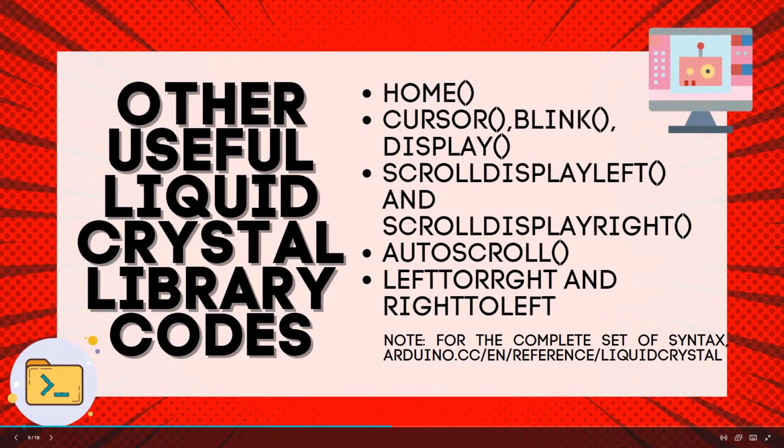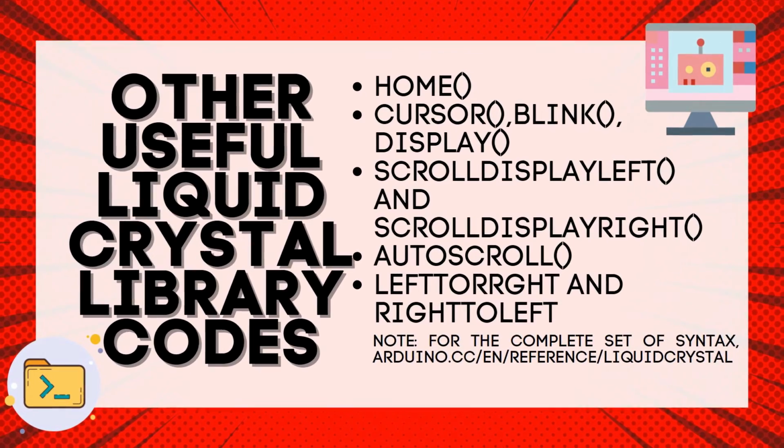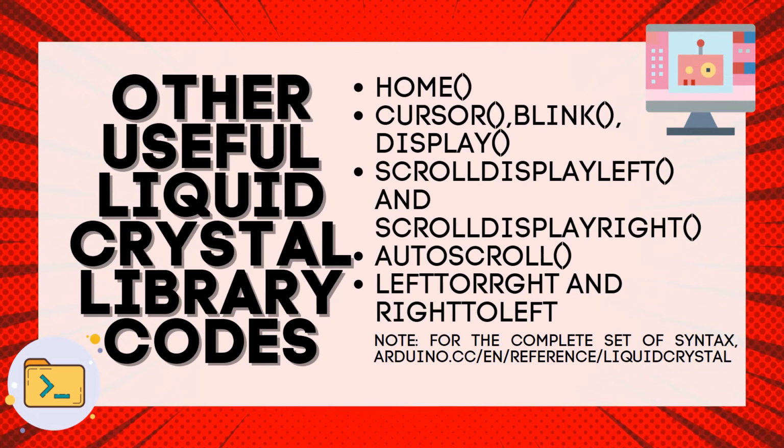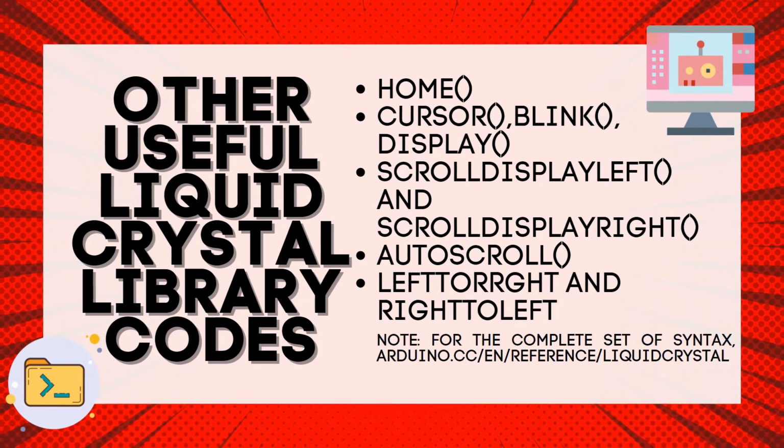Here are other useful liquid crystal library codes. We have home. It is used to position the cursor in its default position. Cursor blink display is used to control device behavior during standby. Scroll display left and scroll display right are used to move the display one space to the left or to the right. Auto scroll is a function that automatically scrolls incoming text.